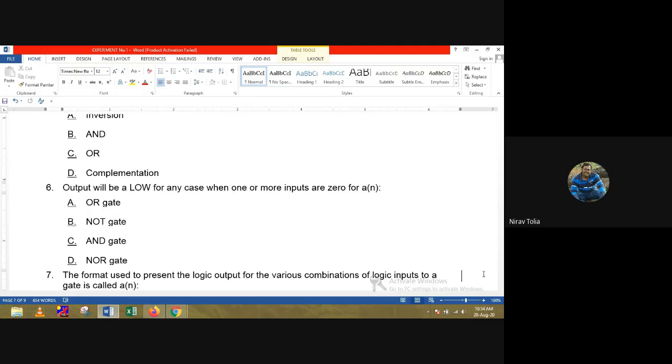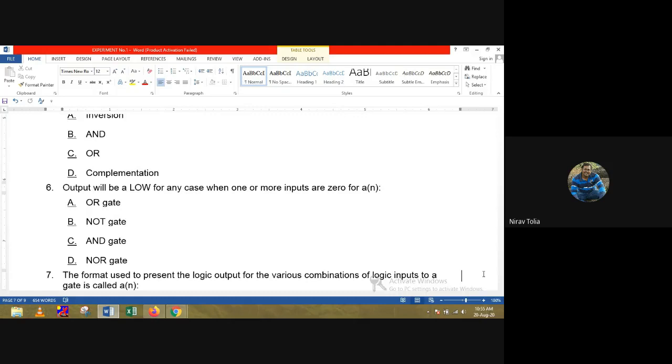Again, I am repeating the question. What it says is, if my output will be 0 in which condition? One or more inputs are 0. So in which condition will my output be 0? For an OR gate, if one input is 0 but another input is 1, then my output will not be 0, it is 1. So the OR gate is not that. The NOT gate is only a single input gate, so we are not considering that.